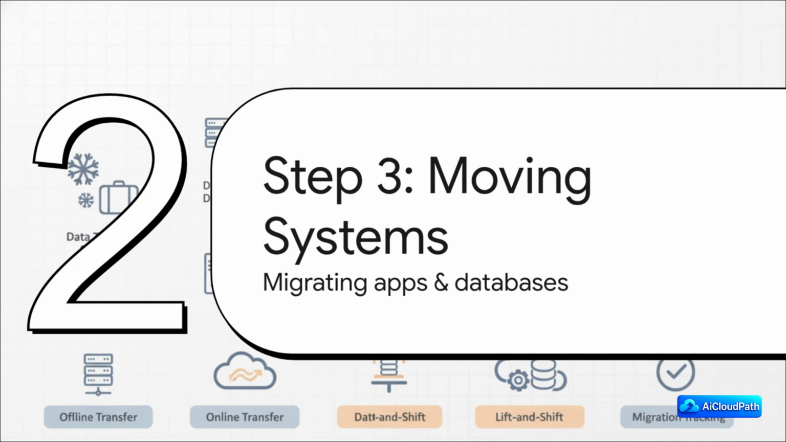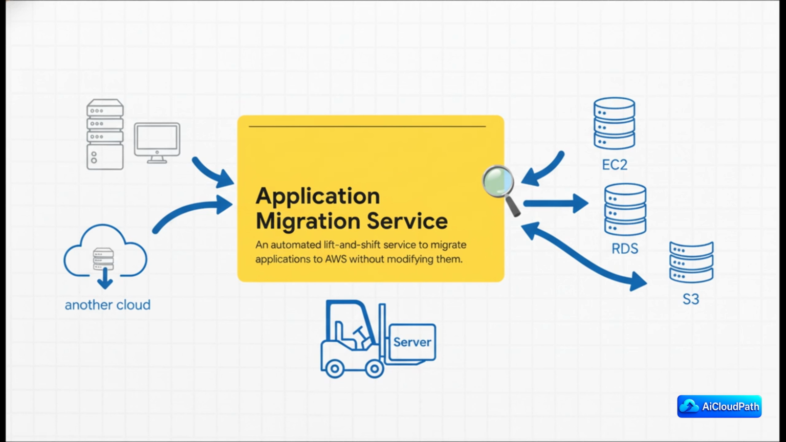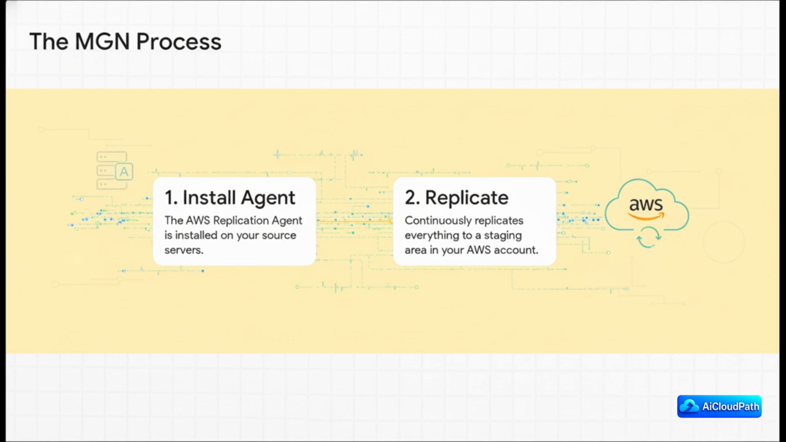So, we've got a plan, we've got the data moving. Now it's time for the real heart of the operation, moving the actual applications and databases that make your business tick. For your applications, the main service you need to know is the Application Migration Service, or MGN. This is your go-to lift and shift workhorse. It's designed to take a server, physical, virtual, doesn't matter, and just replicate it over to AWS with almost no changes. And the process is actually pretty slick.